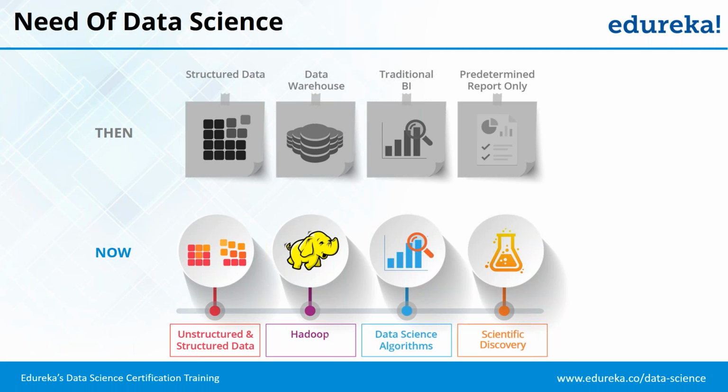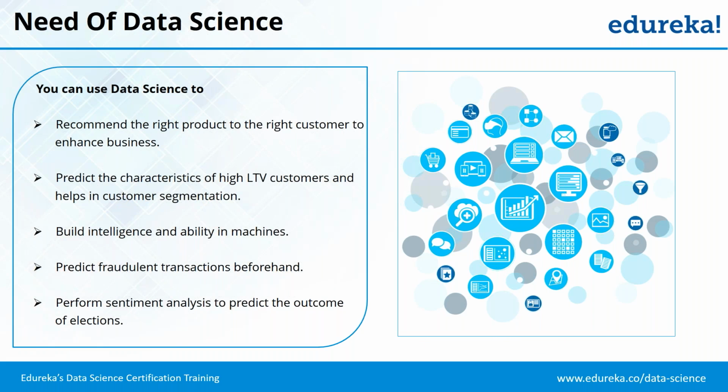So we are able to actually forecast what my sales are going to look like. I am able to forecast how many of my customers are able to return the loans that they have taken, and a lot of different kinds of scientific discovery we'll see later that we can actually do using data science. And this is just to summarize where we can use data science: number one, to recommend the right product to the right customer to enhance business.